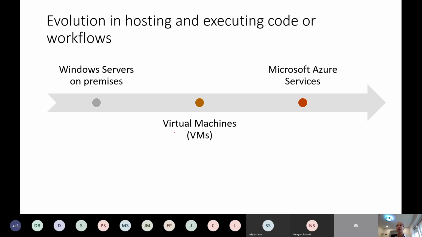So the evolution in hosting and executing code and the workflows. You can see in my story that we used to have the server, Windows Server on premise, and then we got into the virtual machine. Like we don't have to buy the server, maintain the hardware, LAN, and things. So we have the virtual machine, and we're moving, I believe, to Microsoft Azure services or AWS, right?